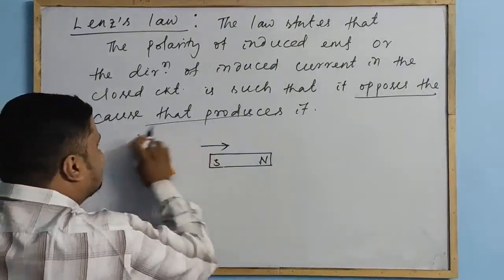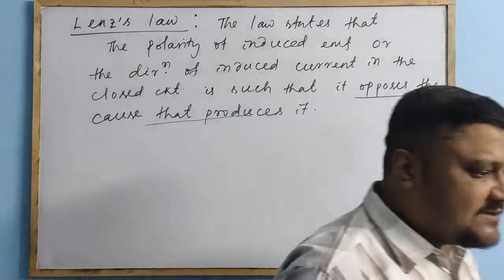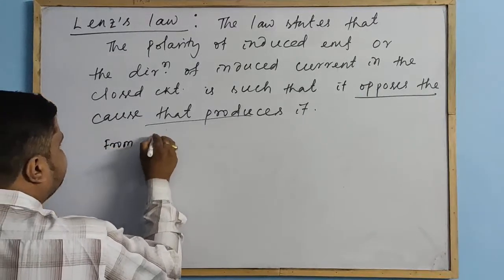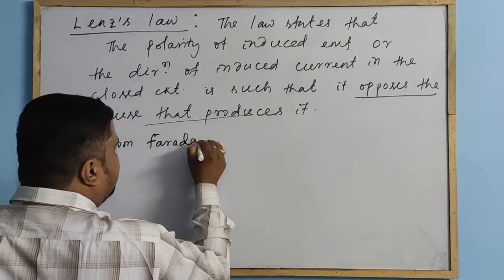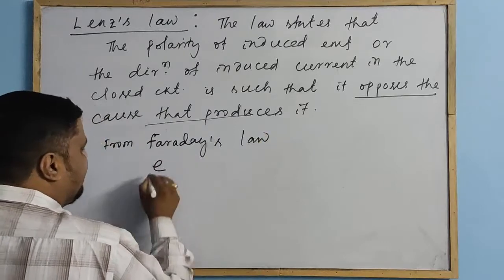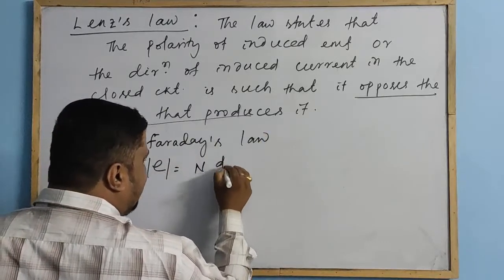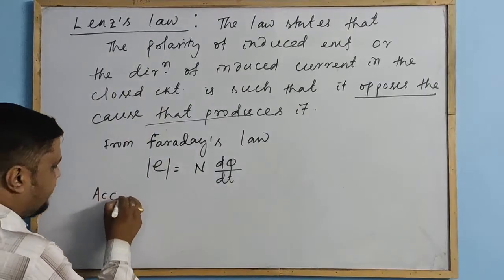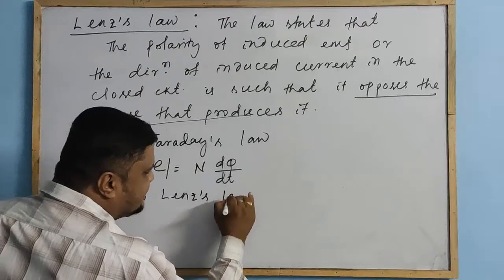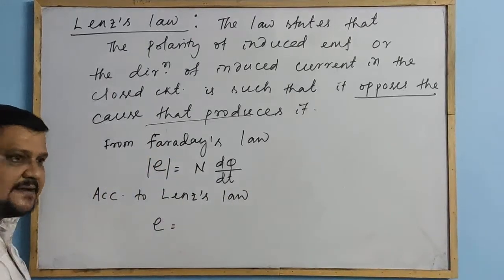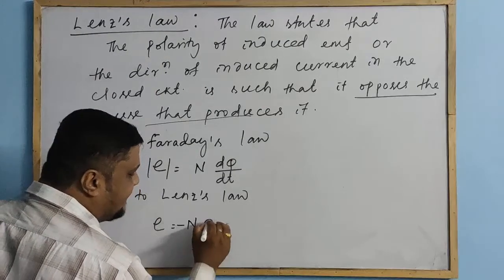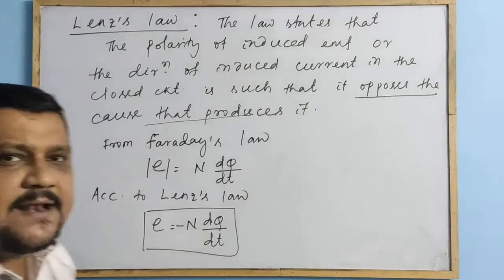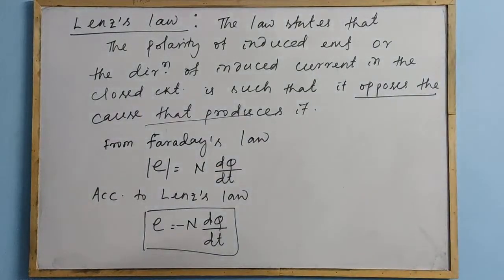So if you write Faraday's law according to this Lenz law, mathematically you can write it like this. From Faraday's law, the magnitude of the EMF is equal to, for n number of turns, n d phi by dt, the rate of change of magnetic flux. But according to Lenz law, because we are taking the polarity direction, this EMF is equal to minus n d phi by dt. Why this negative sign? Because the induced EMF opposes the change in magnetic flux.